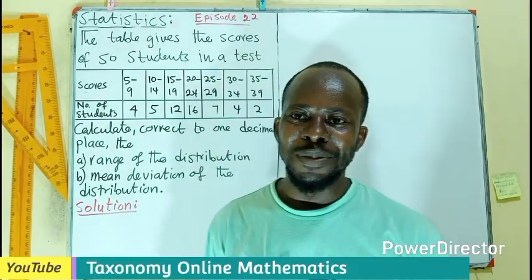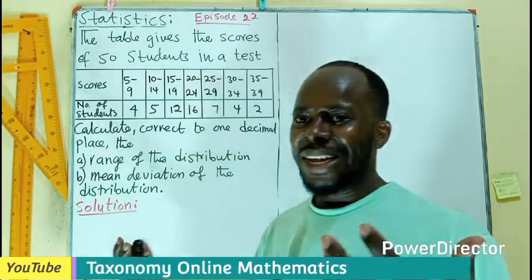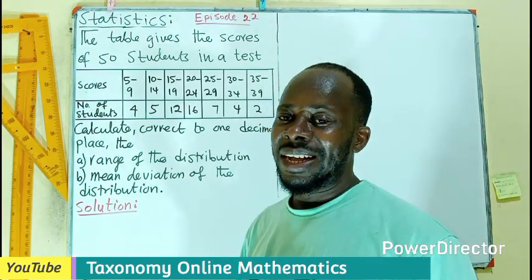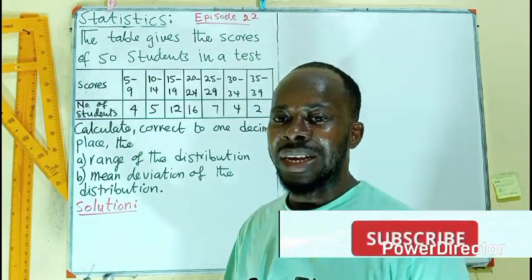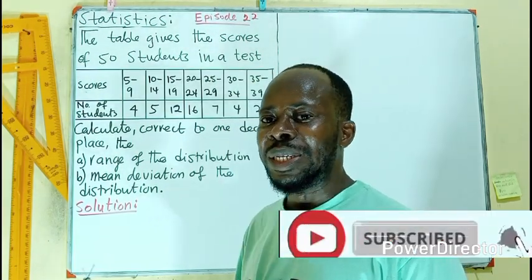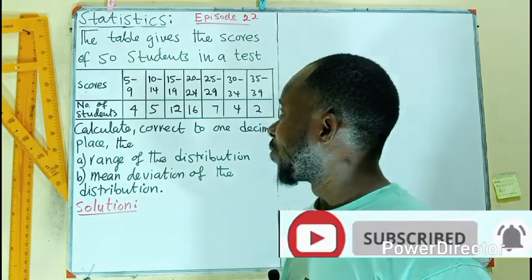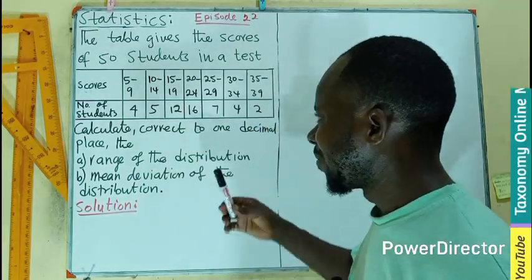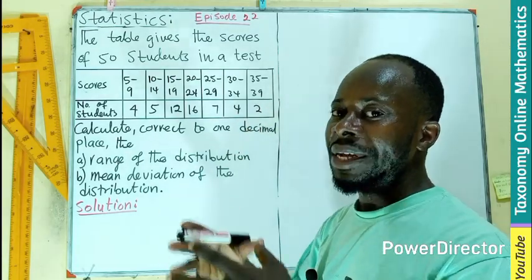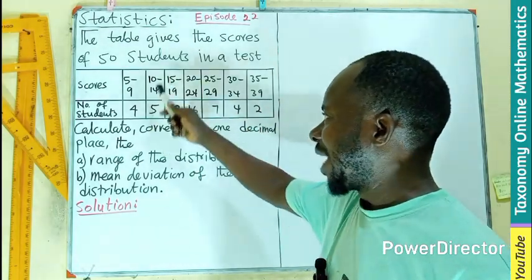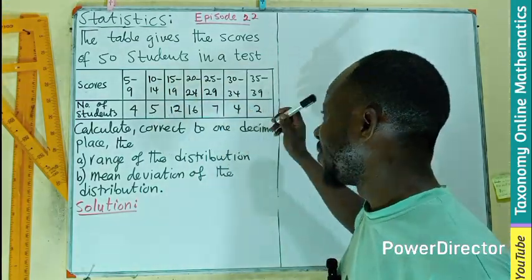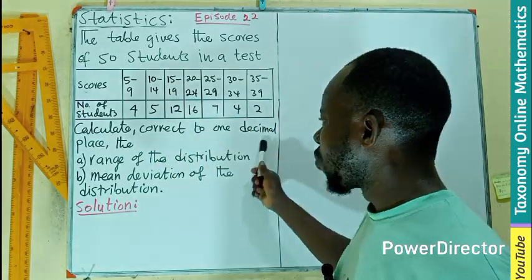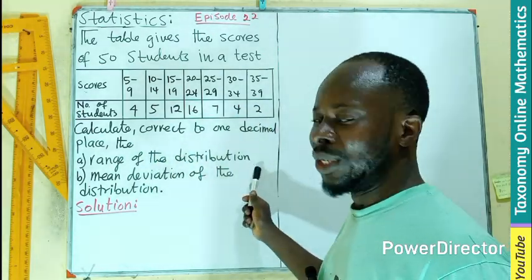Hello, welcome. Episode 22. We still try our hands on questions which make use of the central tendency formulas or the measure of dispersion formulas. This one is a table that gives scores of 50 students in a test, and this is grouped data: 5 to 9, 10 to 14, up to 35 to 39. The first question is to calculate, correct to one decimal place, the range.